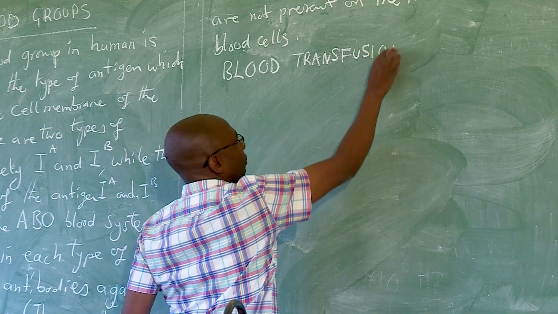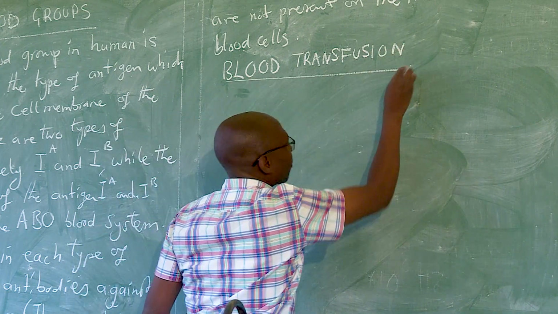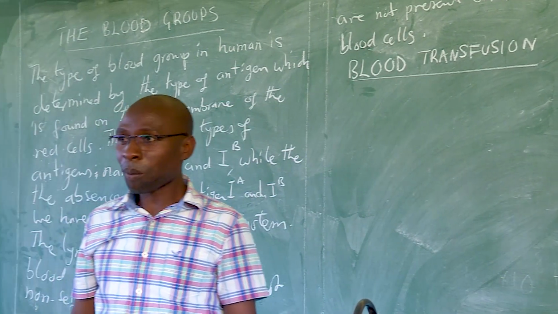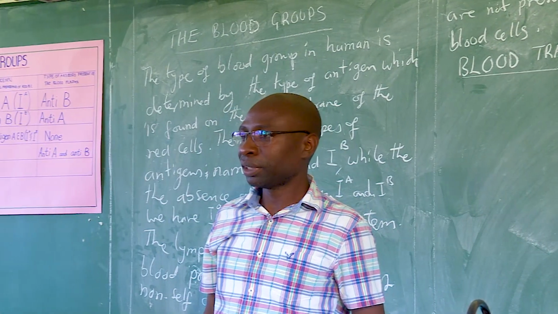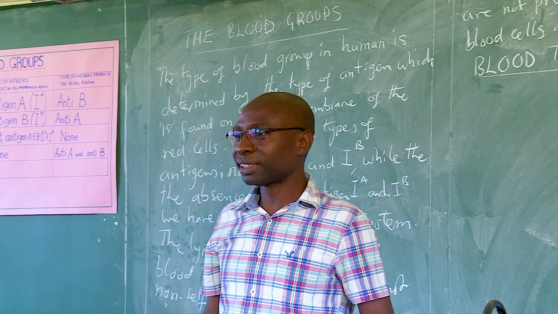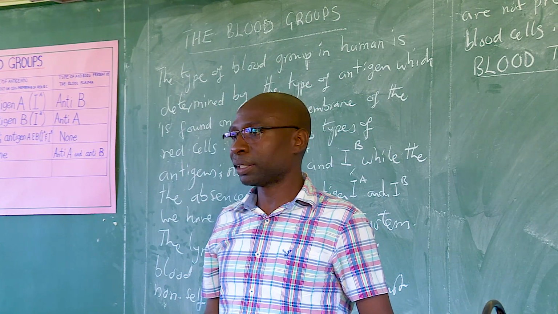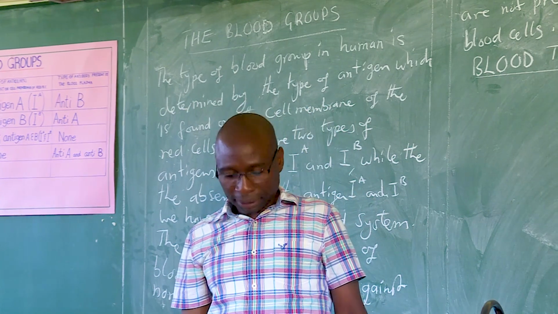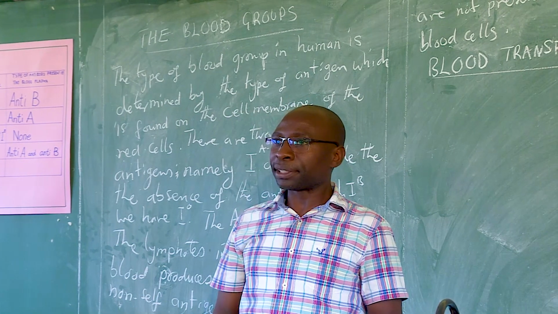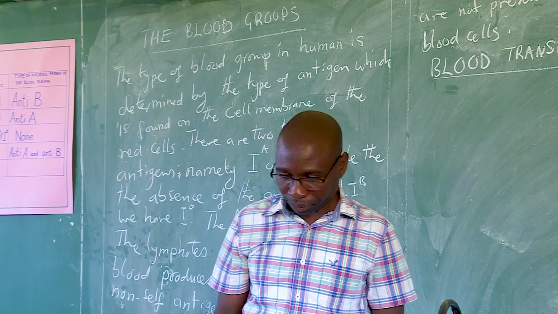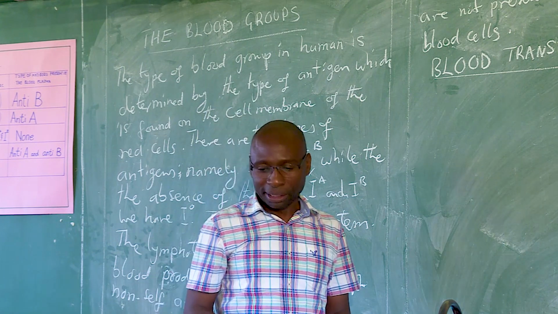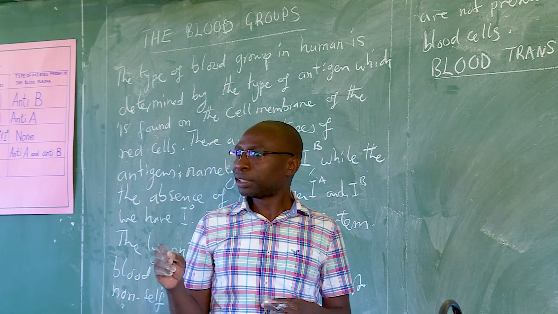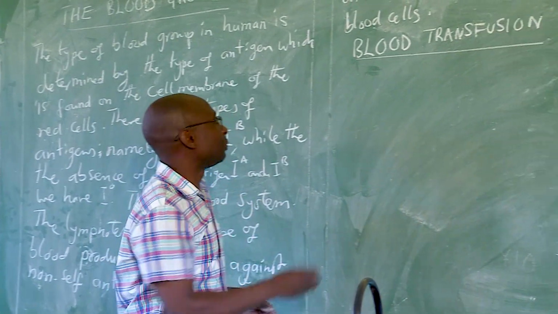Blood transfusion. What is blood transfusion? This is the transfer of blood from one individual called a donor to a recipient. Correct. The transferring of blood from one individual called the donor to another individual called what? Recipient. Very good.